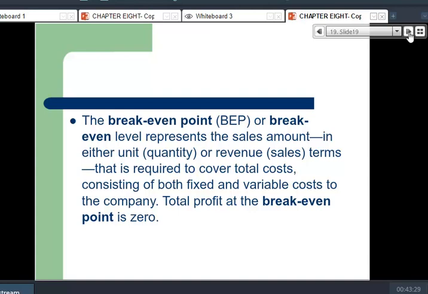This is required to cover the total cost consisting of both fixed and variable cost. Variable means not fixed. Fixed means a constant amount of money. So for the company, the total profit at the break-even point should be 0.